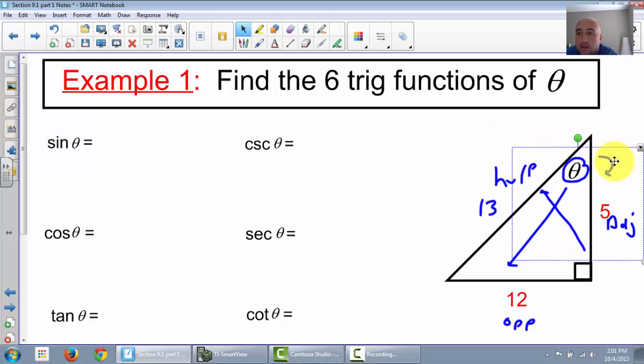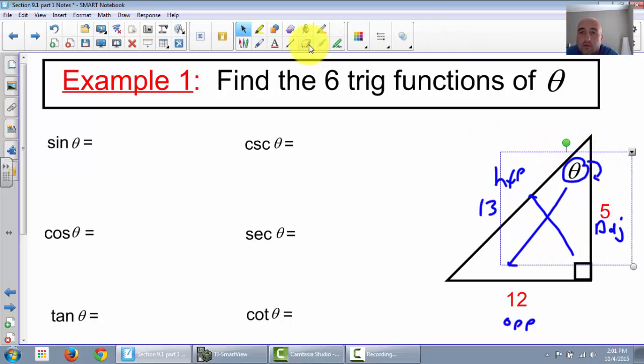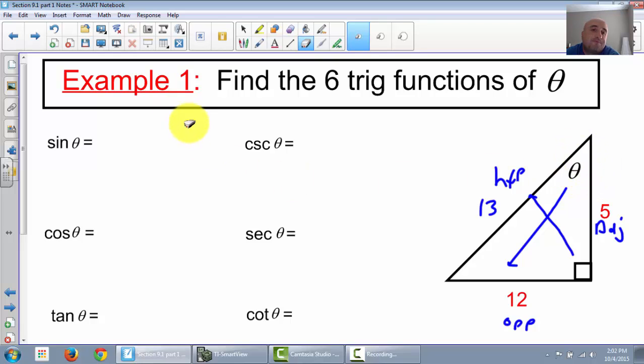I don't want to get rid of that. So maybe I should just use my eraser. There we go. All right, so we're gonna do our 6 trig functions.